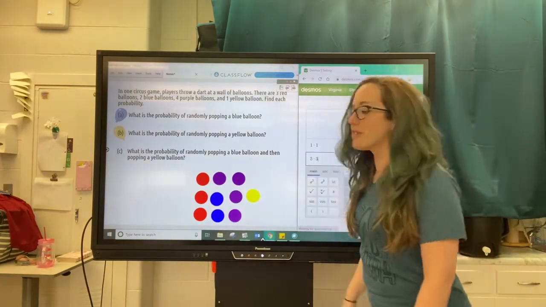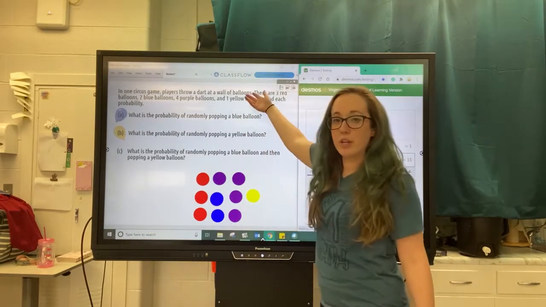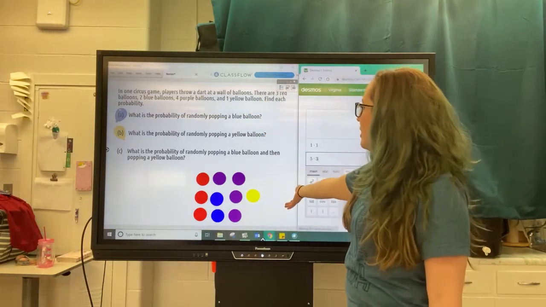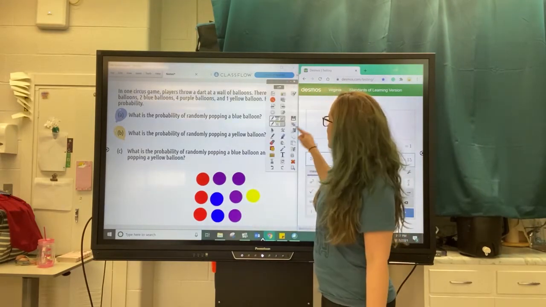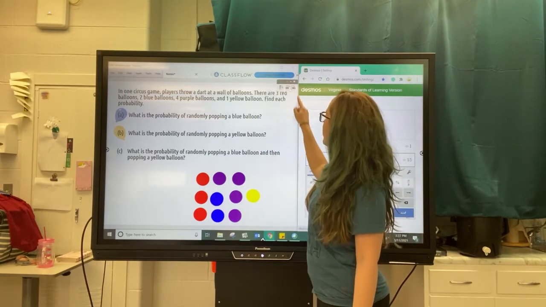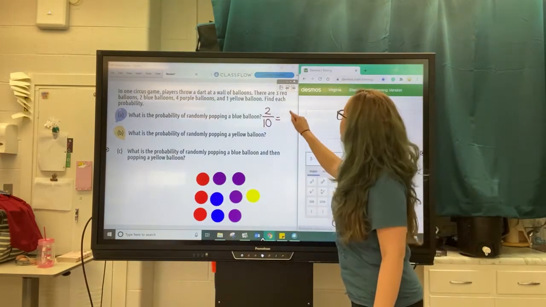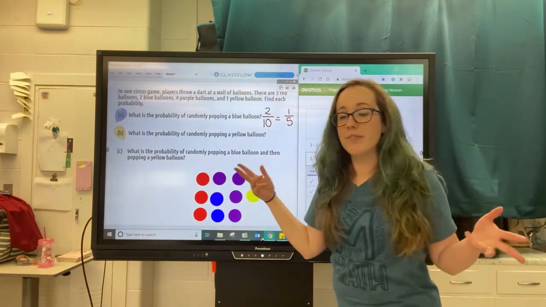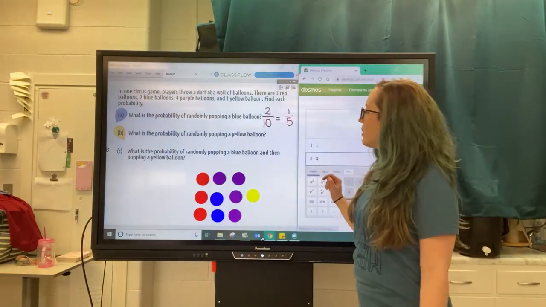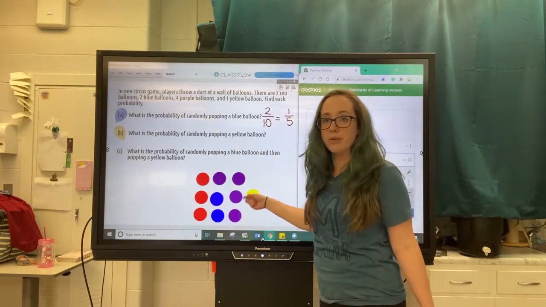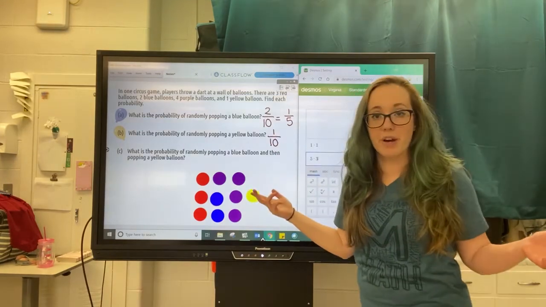Okay, now let's answer the questions. This first one says, what is the probability of randomly popping a blue balloon? So you can use the problem, or we can use this picture. We have 10 balloons in total, and 2 of them are blue. So the chance that I'm going to randomly pop a blue balloon is 2 out of 10. Or I can simplify that and I get 1/5. Easy. The second question says, okay, now pretend that never happened. What is the probability of randomly popping a yellow balloon? Well, I have 10 balloons and 1 of them is yellow. So that's 1 out of 10 and it doesn't simplify.